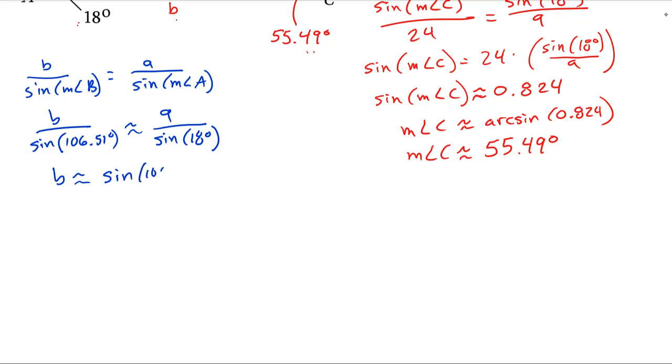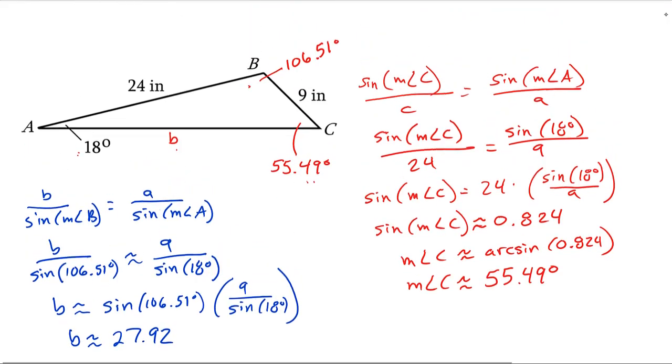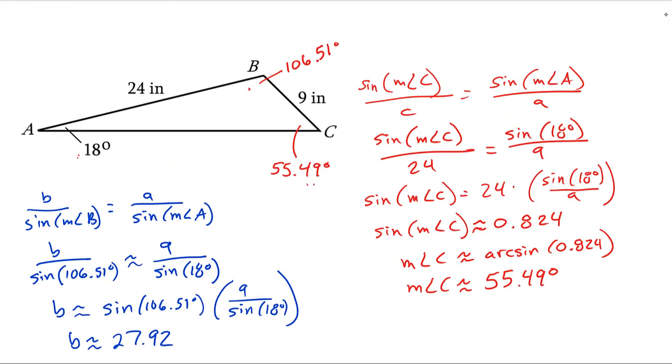So we multiply by the sine of 106.51 degrees. Again, I'm going to calculate this off screen. I encourage you to grab a calculator and check my work. It's going to give us that B is approximately 27.92. So we come up here, 27.92 inches.